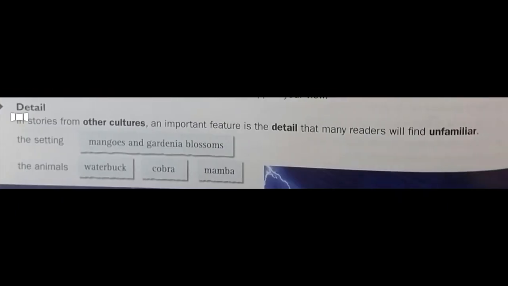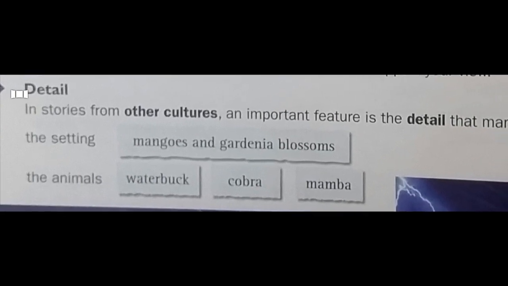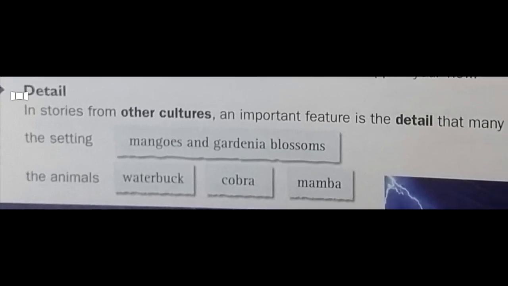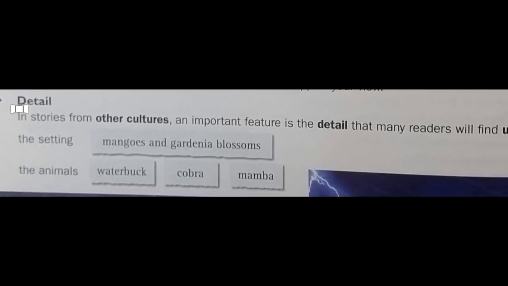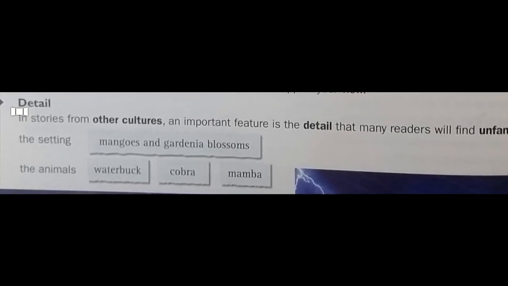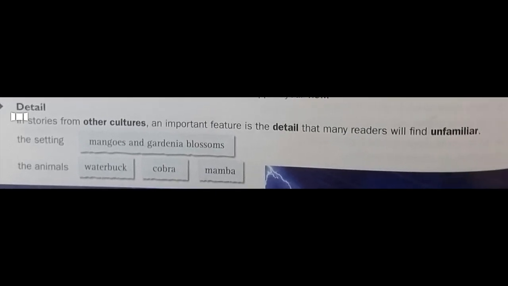Here, the last thing is called detail. Detail in a story. In stories from other cultures, an important feature is the detail. It is a feature of writing stories about other cultures that many readers will find unfamiliar. The details in the story may be unfamiliar for the readers. It could be familiar for the characters but unfamiliar for the readers.